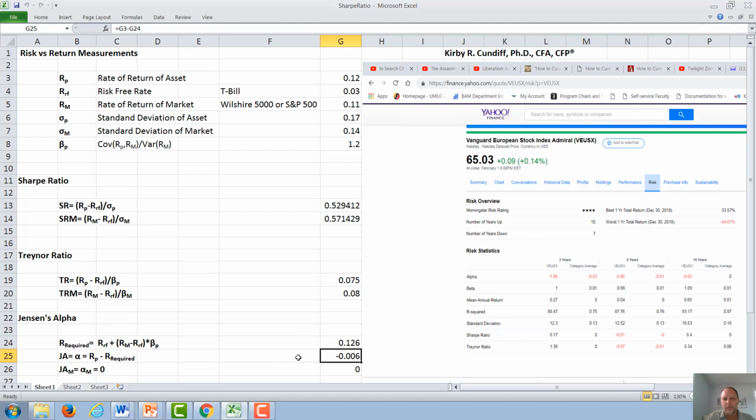So once again, we would be better off just investing in an index fund of the overall market than in this particular investment. By definition, the alpha of the market is 0.